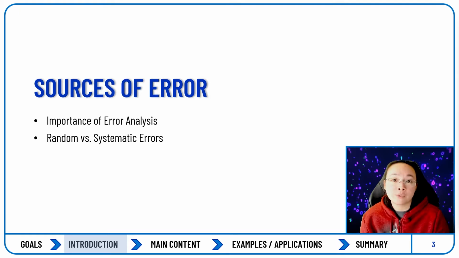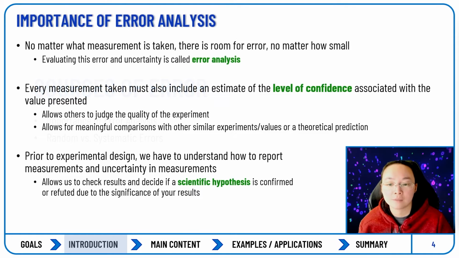So let's start off with sources of error. We want to first go through the importance of error analysis and then take a look at random versus systematic types of errors. No matter what measurement is taken, there's always room for error. Evaluating this error and uncertainty is called error analysis. Every measurement that we take must also include an estimate of the level of confidence that we have associated with the value that we present.